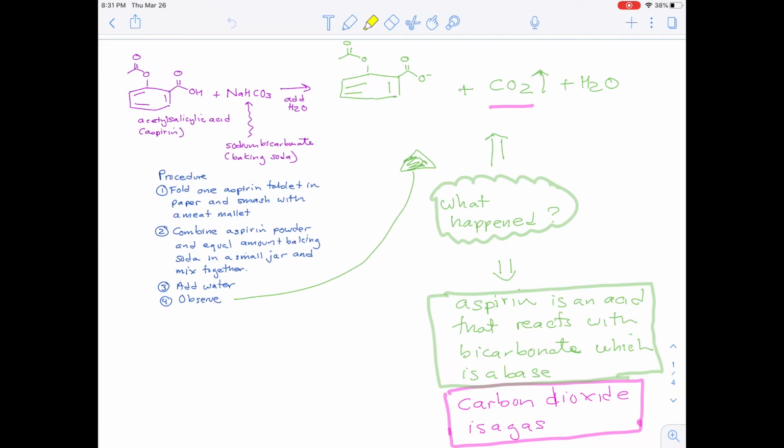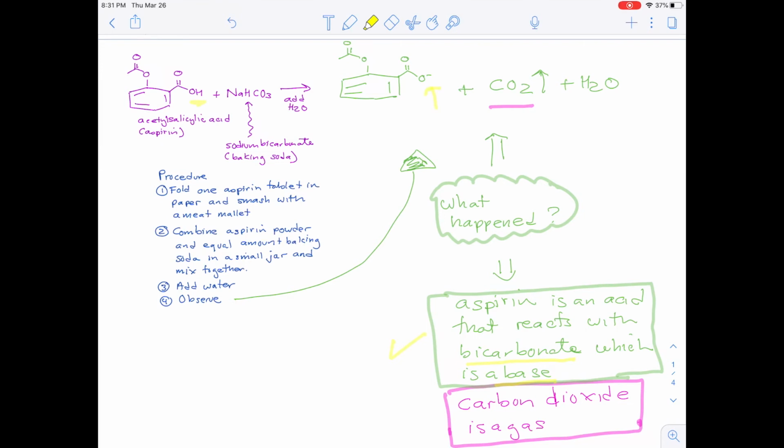So chemically, what's going on here? So aspirin is an acid, and it reacts with the bicarbonate, or baking soda, which is a base, an acid-base reaction. And when that happens, this hydrogen on the acetylsalicylic acid is removed.